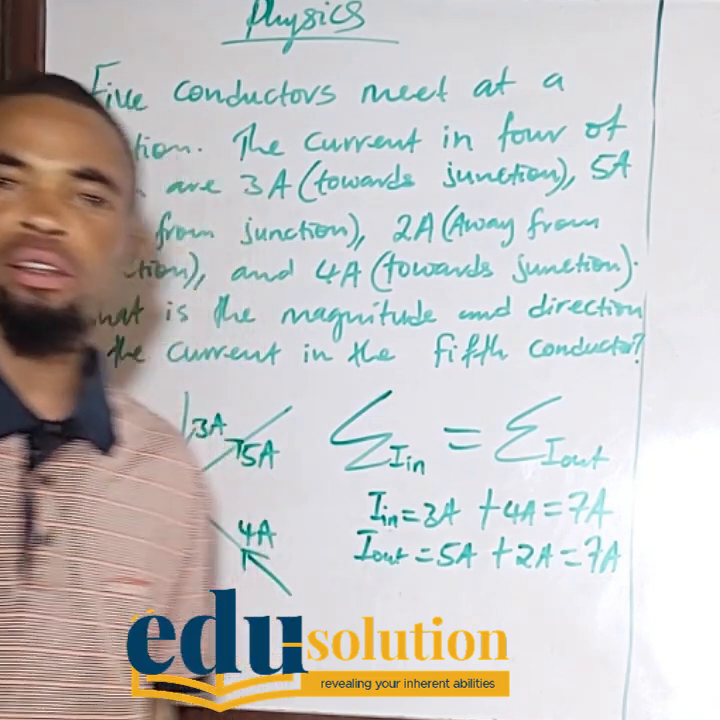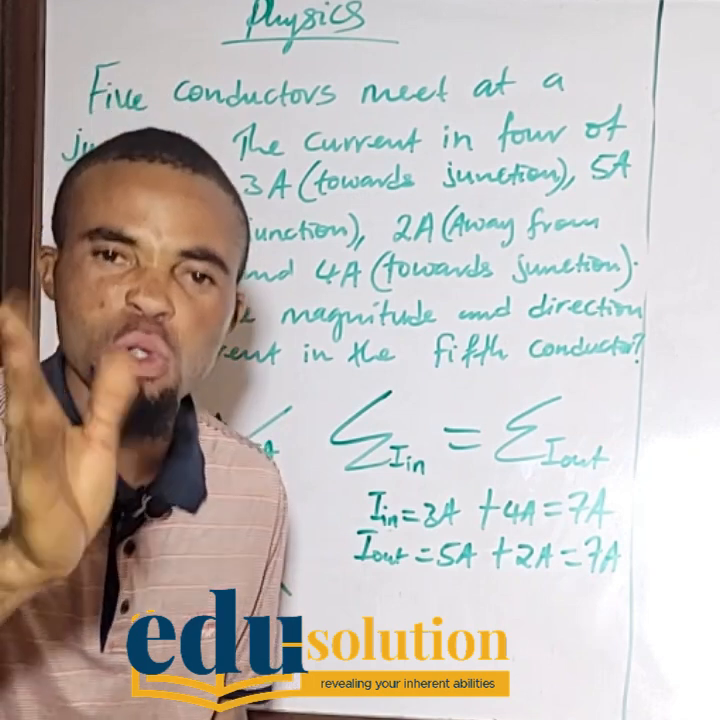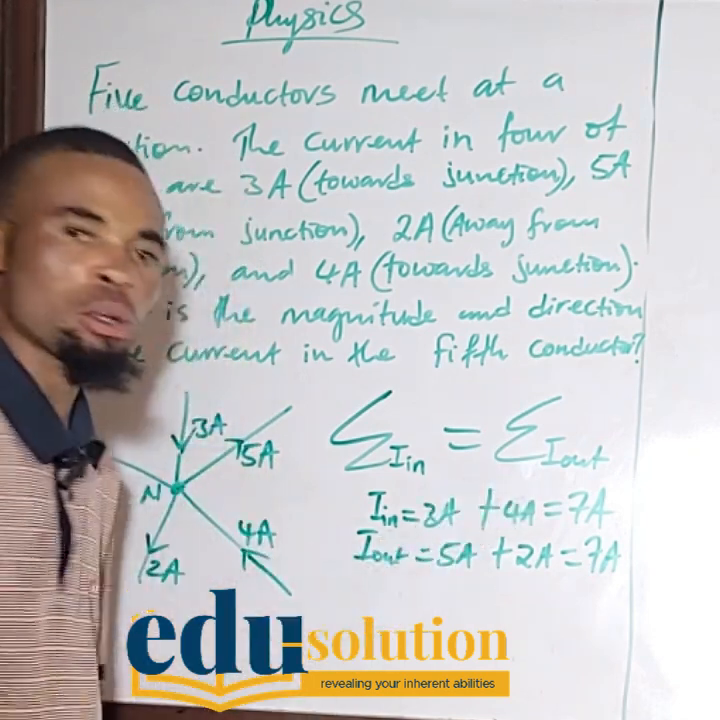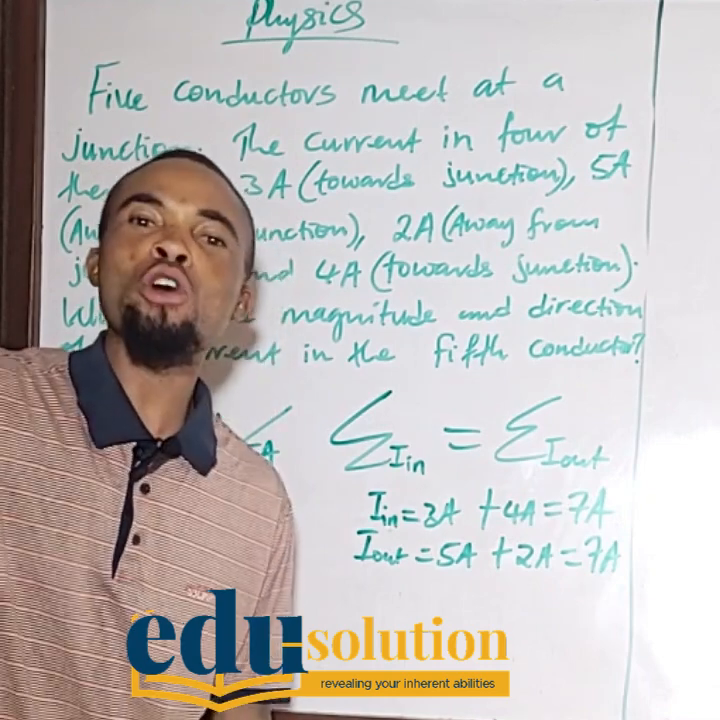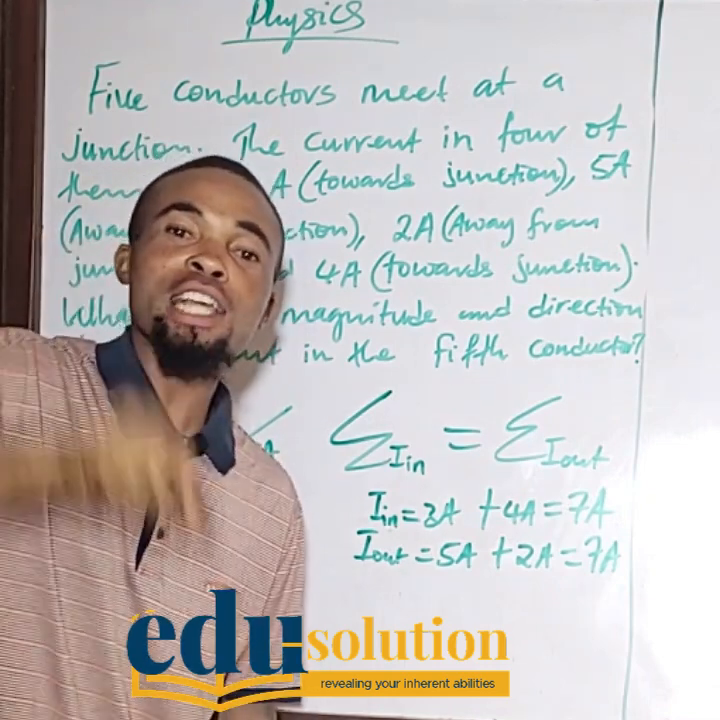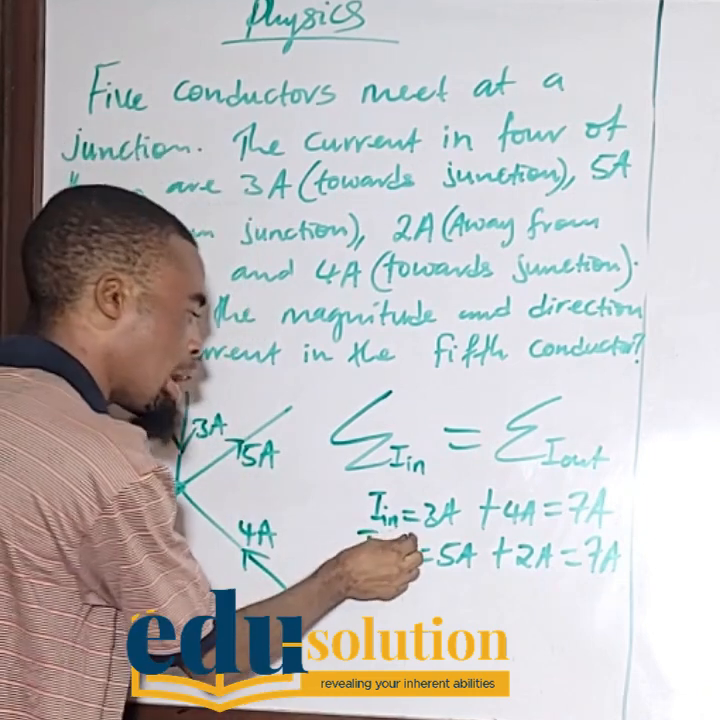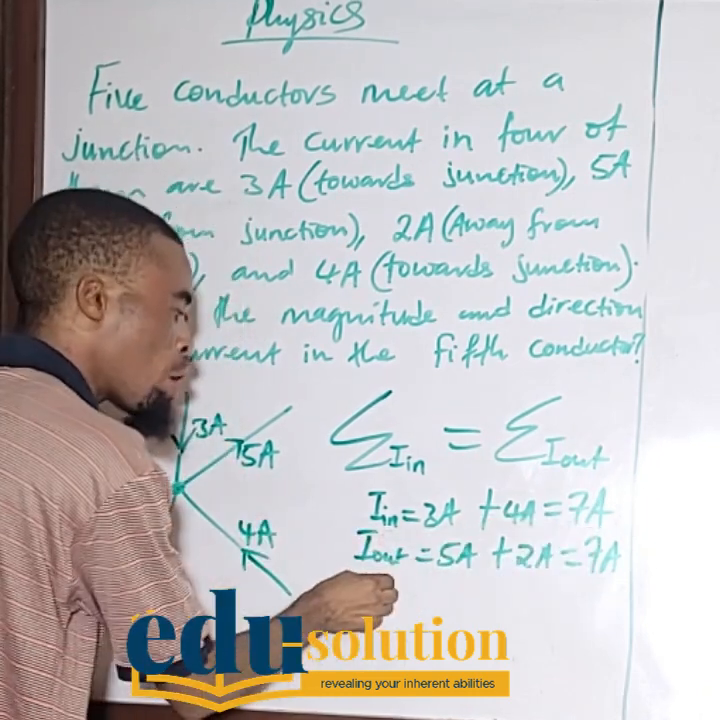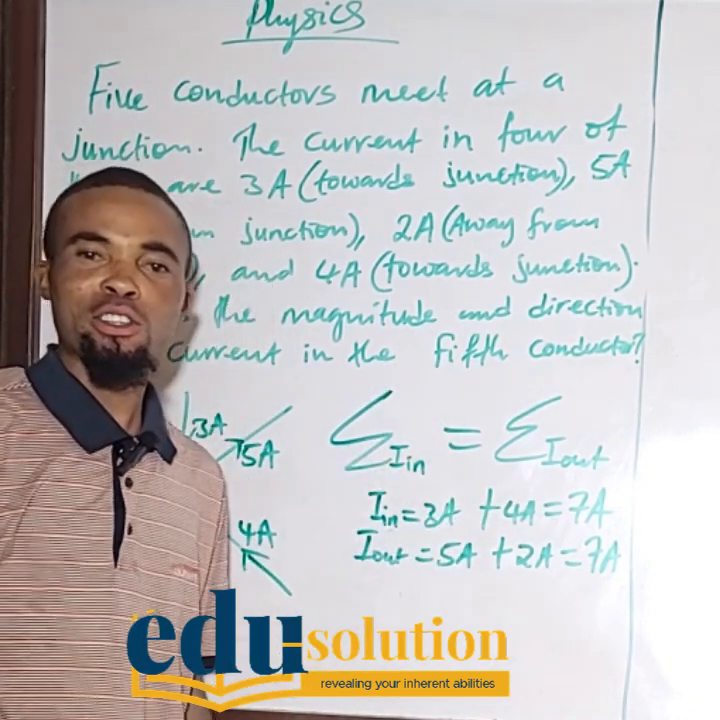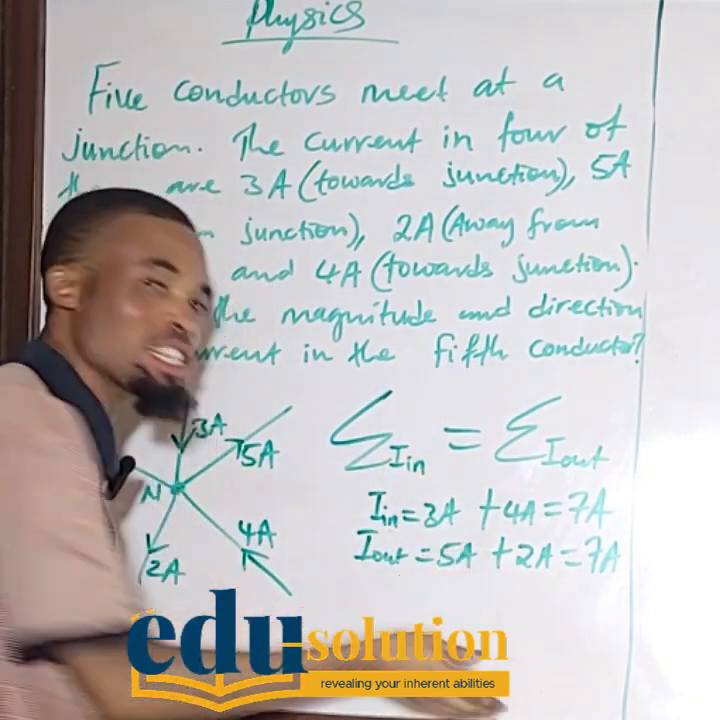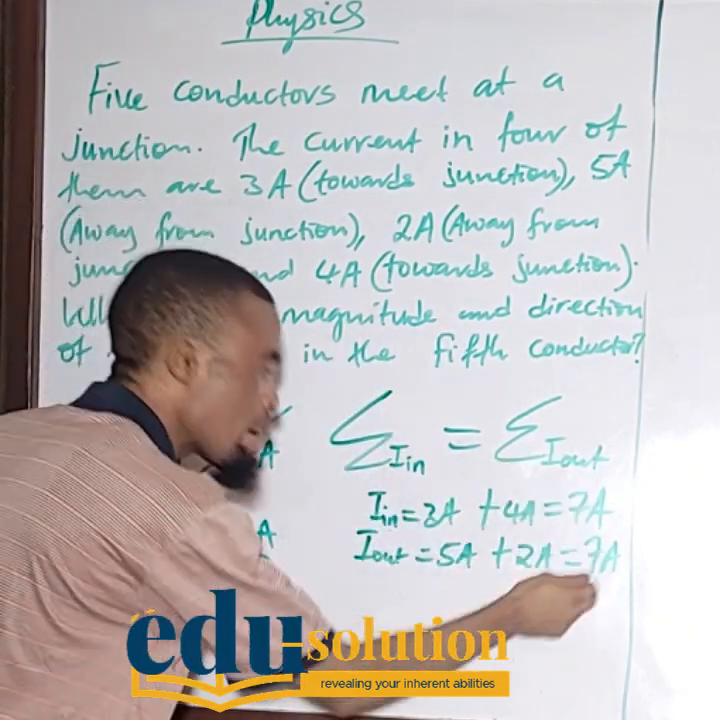What is going to be the value of the fifth one, and what direction is it flowing, in or out? You don't need to stress yourself. We have gotten our answer here. According to Kirchhoff's current law, the sum of current flowing into a junction is equal to the sum of current flowing out of the junction. Current in is 7 ampere. Current out is 7 ampere. So that means the equation is already balanced. This is just a trick. You can see that 7 is flowing in, 7 is flowing out.